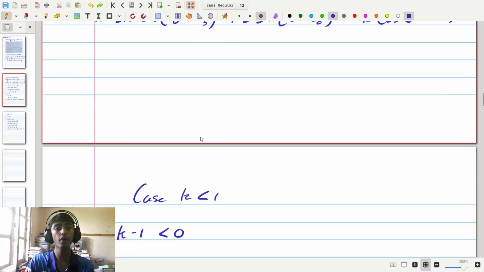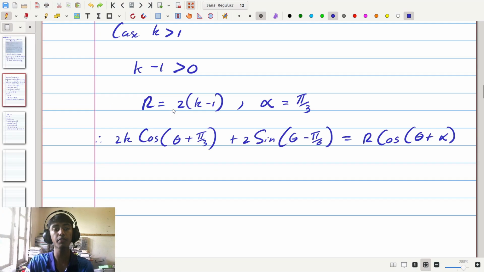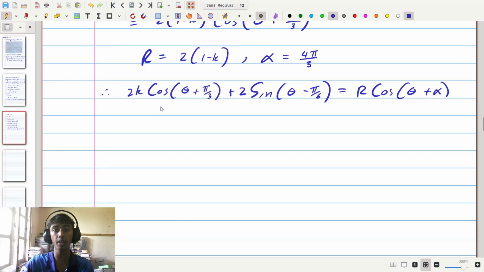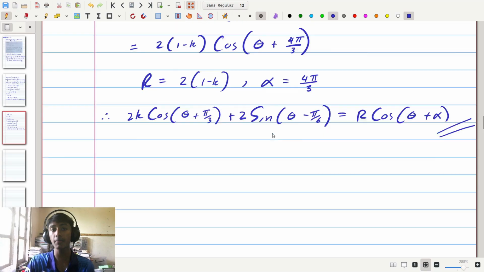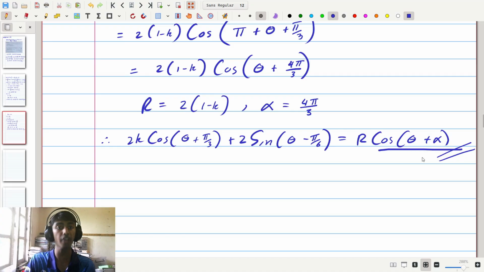So therefore, we've solved for the two cases separately. We've solved for the case where k is greater than 1, and we've also solved for the case where k is less than 1. And we can see we get two separate solutions for those two, which have the same form of r times cosine of theta plus alpha, but we have different r's and different alphas because of the condition that r needs to be a positive number and alpha needs to be an angle between 0 and 2 pi radians. So now we can move on to the last part of the question.